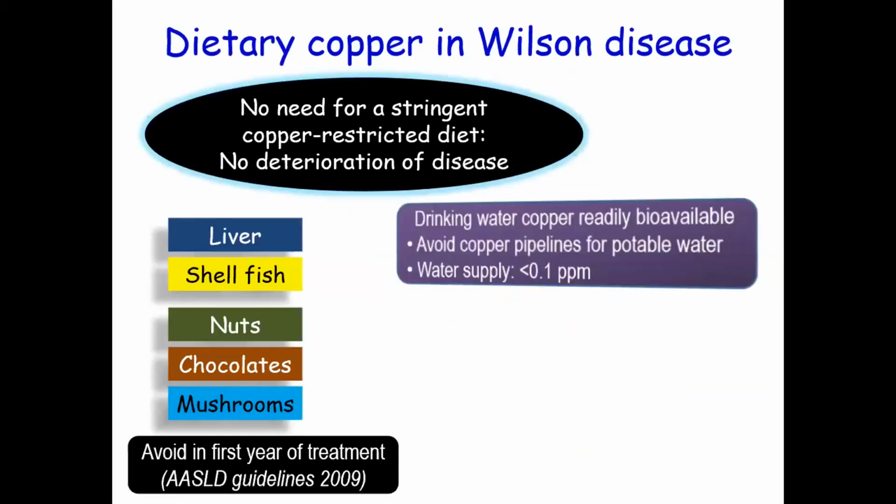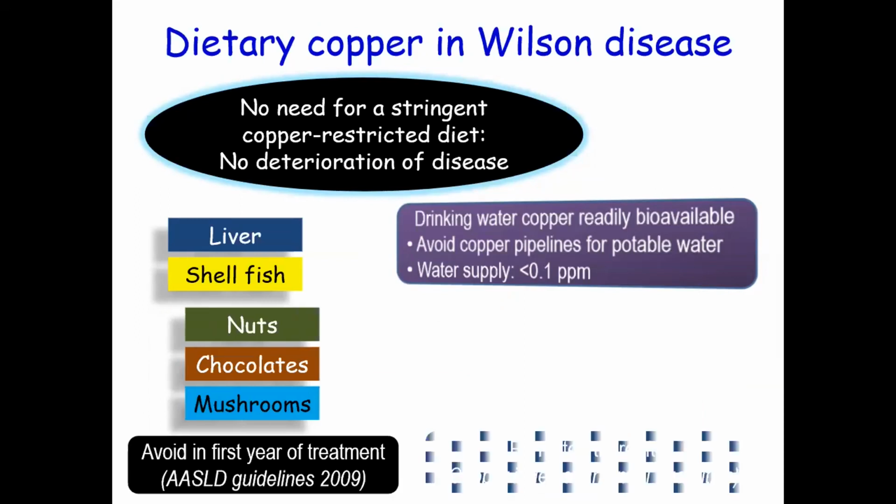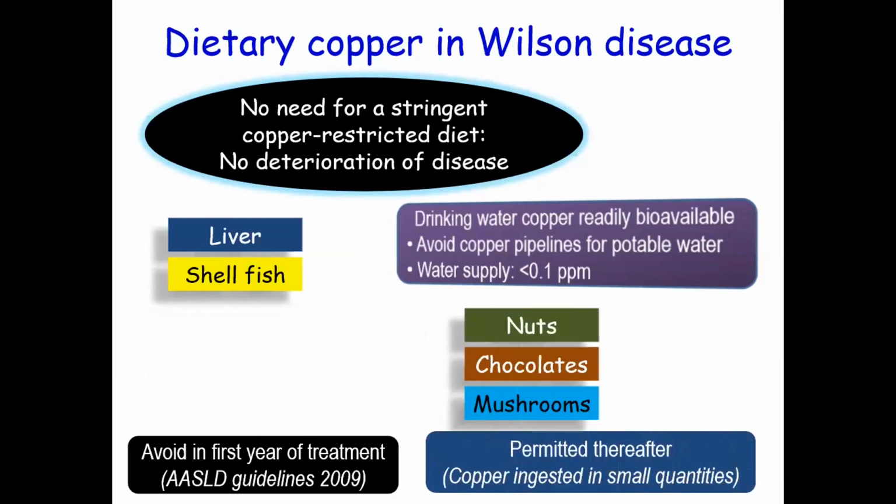Now, when we look at dietary copper in Wilson's disease, we usually avoid liver, shellfish, nuts, chocolates, and mushrooms, because these contain a lot of copper. So in the first year of treatment, we usually stop them. But in the subsequent years, we allow at least nuts, chocolates, and mushrooms, but possibly not liver and shellfish, because those still contain a lot of copper.